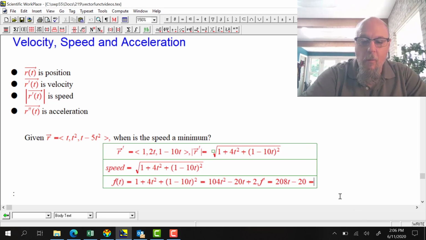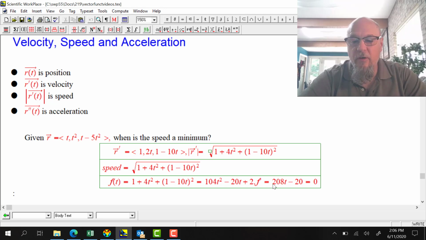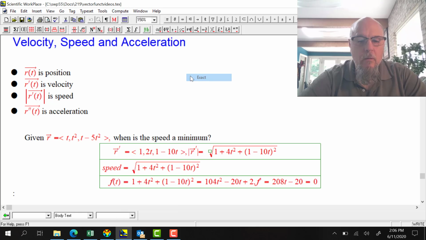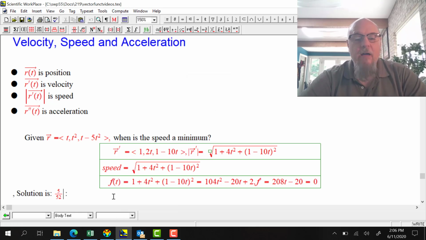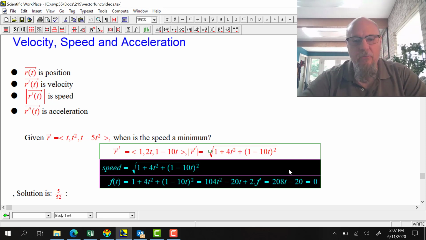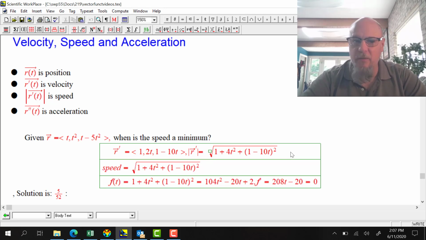I took the derivative. I'm setting it equal to 0. Straight solve for t. So at 5/52 seconds, the speed is at a minimum. Although, as soon as I got my speed function, all of this stuff, taking the derivative and setting equal to 0, that's single variable calculus from previous classes, right? The only thing that's connected to this video, velocity, speed, and acceleration, is, oh look, I got the speed function.